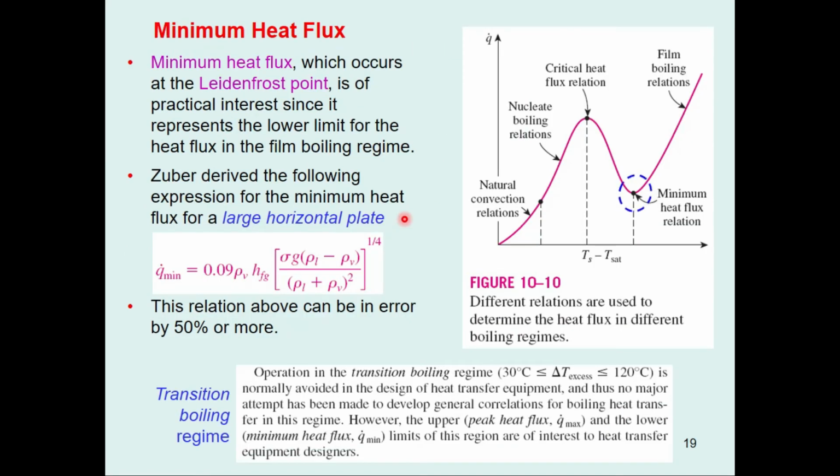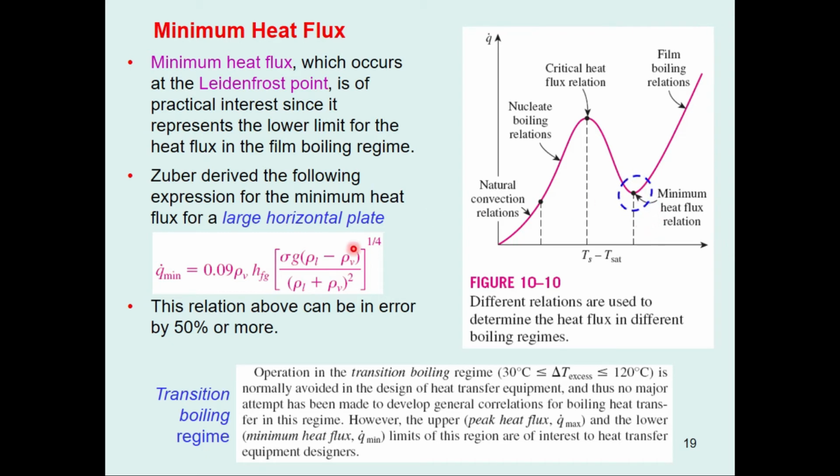After the maximum value, or the critical heat flux, there is another point known as the minimum heat flux, which is also known as the Leidenfrost point, and which is represented by point D. This is the minimum heat flux which occurs at the Leidenfrost point, and it is of practical interest since it represents the lower limit of the heat flux in the film boiling regime.